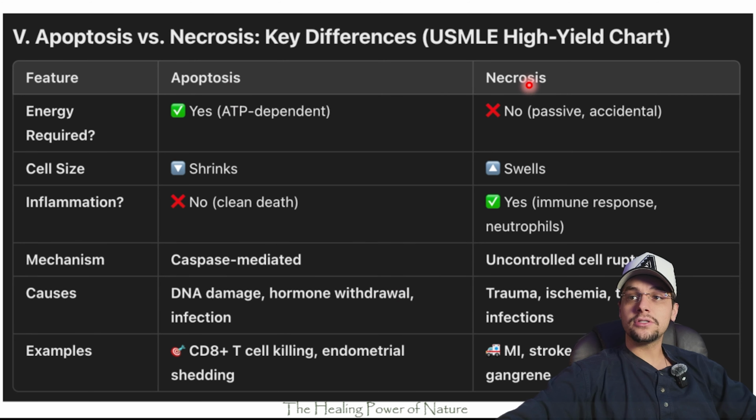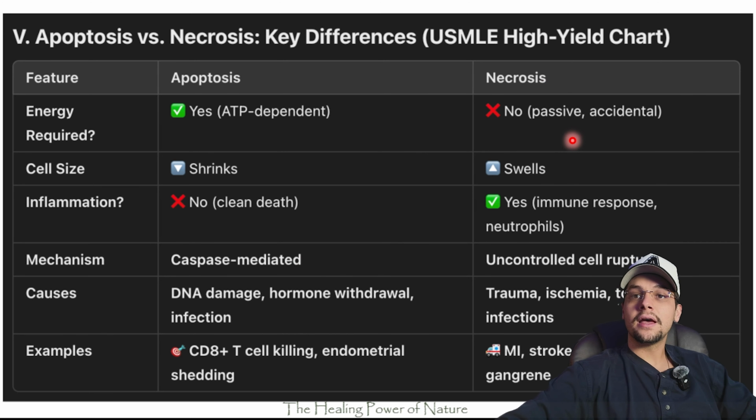Basically, you have apoptosis or necrosis. Apoptosis requires energy. The cell shrinks. There's no inflammation. It's clean. It's caspase mediated. DNA damage, hormonal withdrawal, or infection can cause apoptosis. Examples are CD8 T cell killing or endometrial shedding.